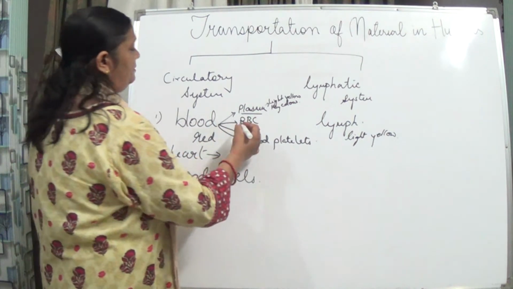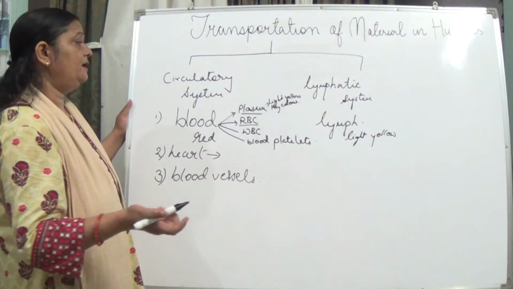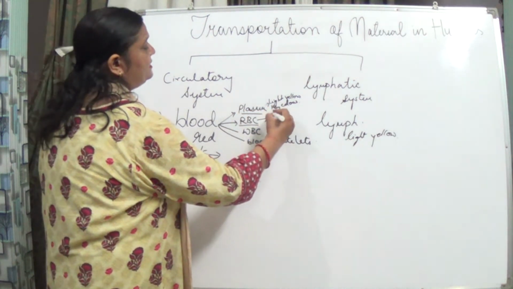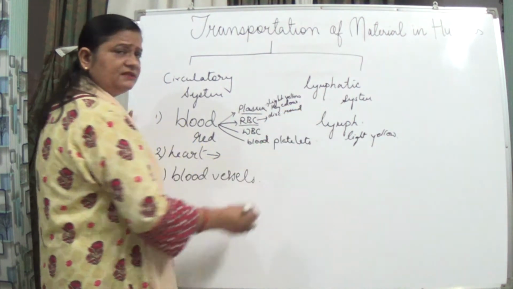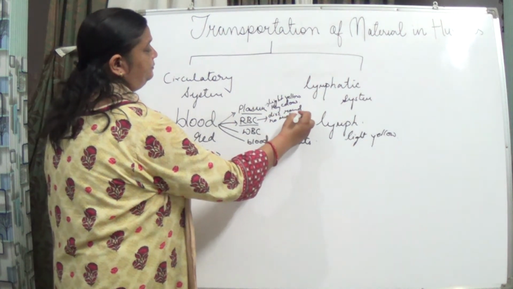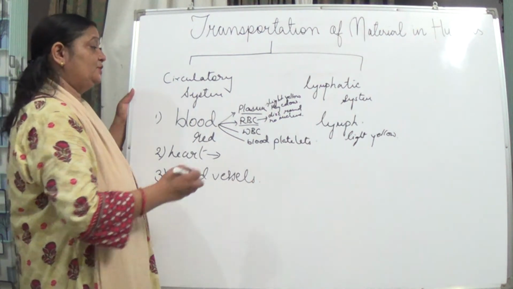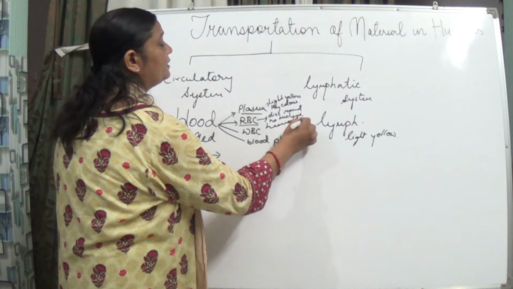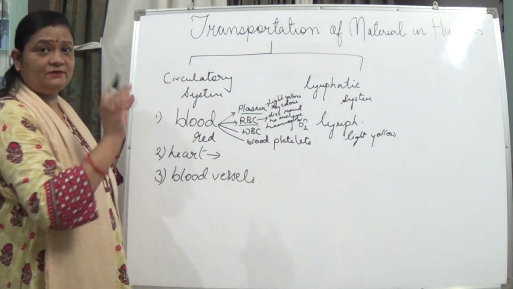Now coming to RBC. RBC means red blood corpuscles. It is also known as erythrocytes. When we talk about its shape, it is disc shaped or round shaped. Does it consist of any nucleus? No nucleus is present. Now, this RBC consists of hemoglobin. So hemoglobin is the carrier of what? O2, it means oxygen. So RBC carries oxygen.